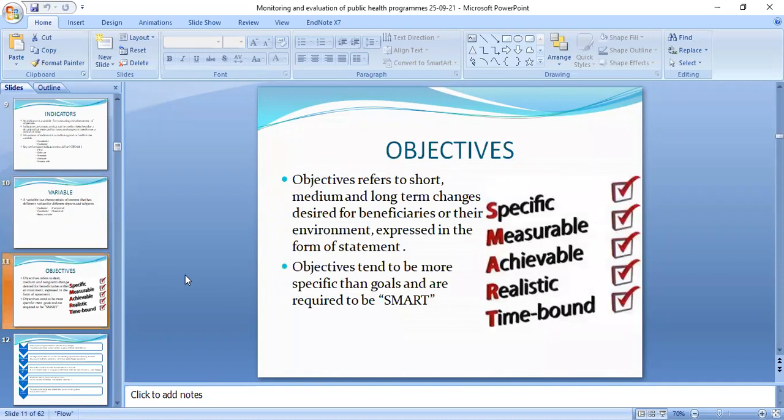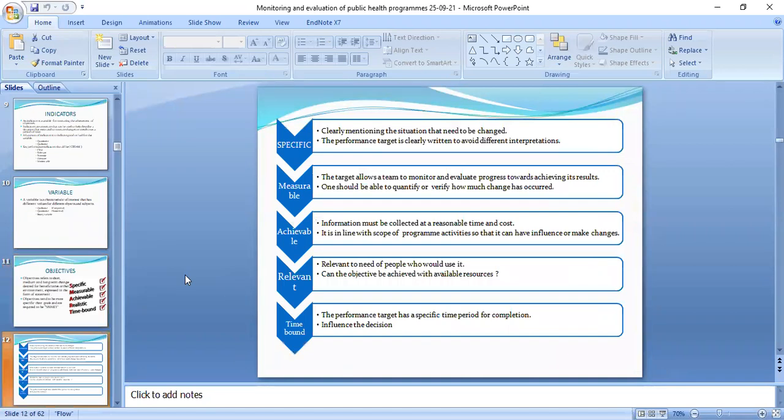Now the objectives. Objectives refer to short, medium, and long-term changes desired for beneficiaries or their environment, and are expressed in the form of statements. Objectives tend to be more specific than goals and are required to be SMART. Now, what does SMART stand for? It is specific, measurable, achievable, relevant, and time-bound.